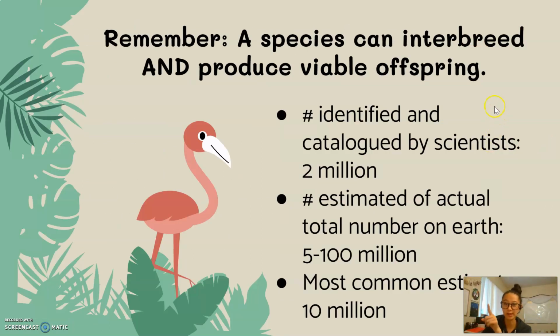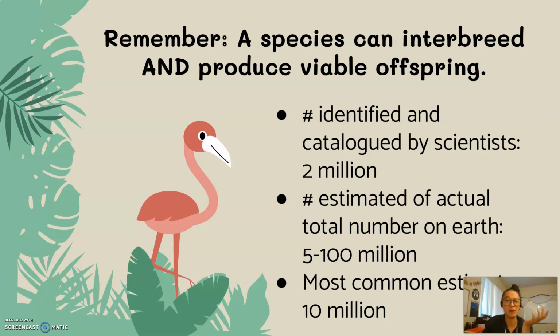Before we do that, don't forget, what is a species? A species can interbreed and produce viable offspring. They have to be able to produce viable offspring who are also fertile, right? In terms of species that we have cataloged, or I should say scientists have cataloged, we estimate that there are about 2 million different species that we've identified and kind of written down.